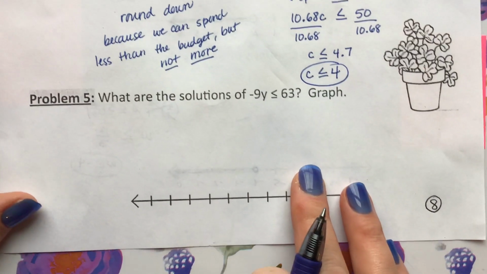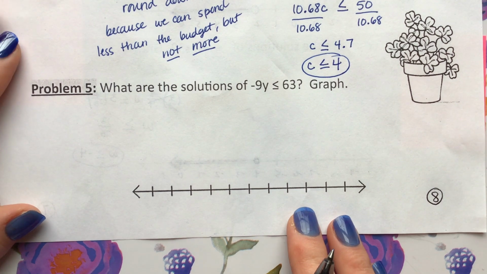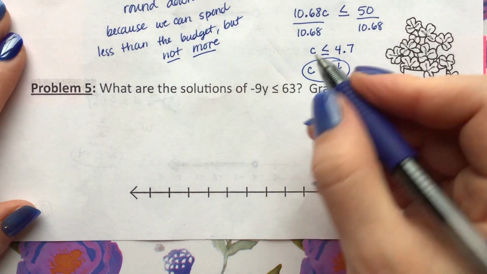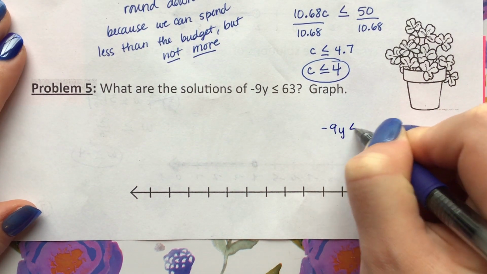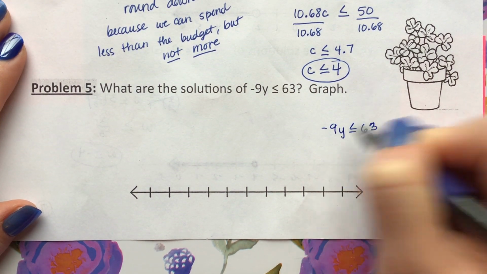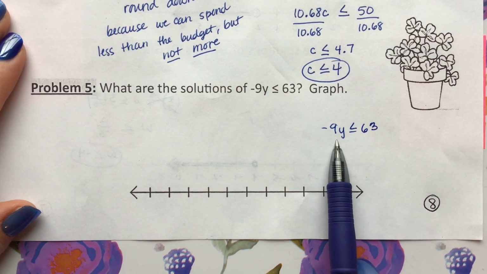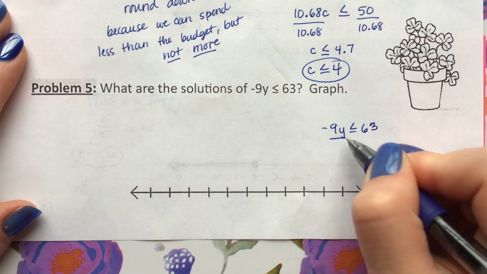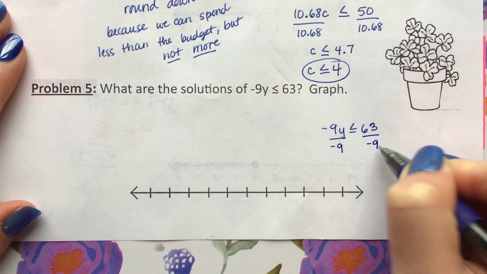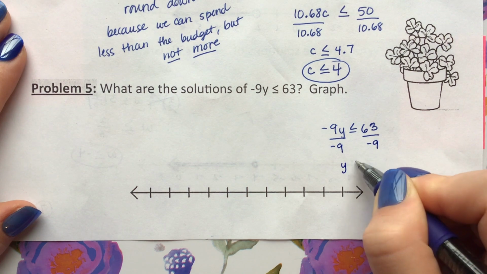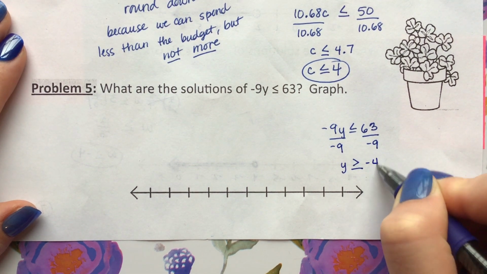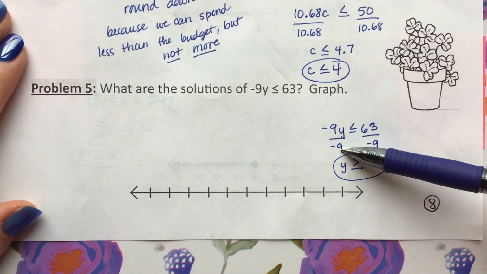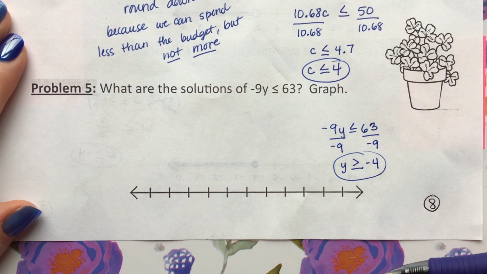For our very final problem, it says, what are the solutions of negative 9y is less than or equal to 63? I'm going to write it out over here to the side. And we know that we need to divide by negative 9, because this is negative 9 times y, and I do opposite operations to isolate the variable. Now I have y is greater than or equal to negative 4. I flipped the sign because I divided by a negative number.